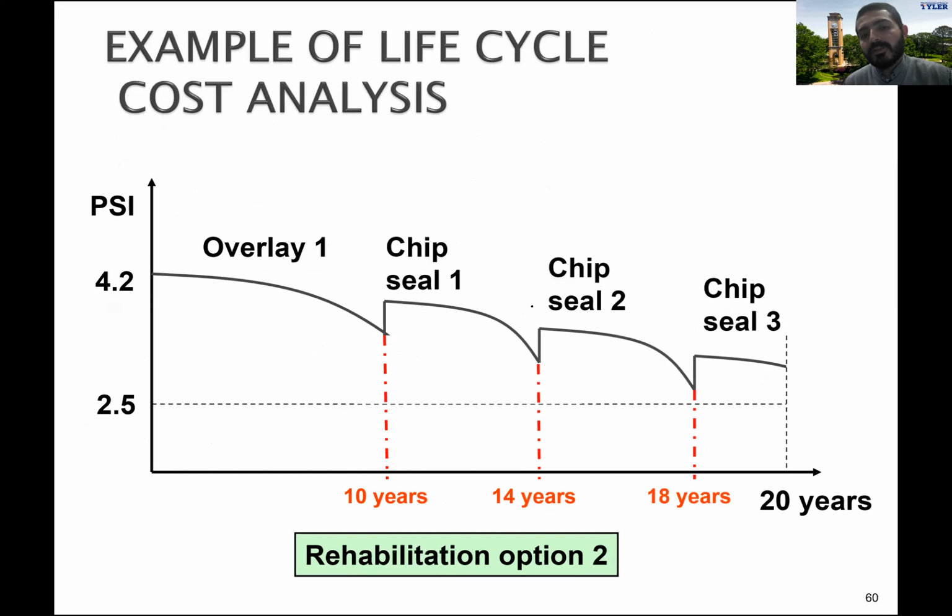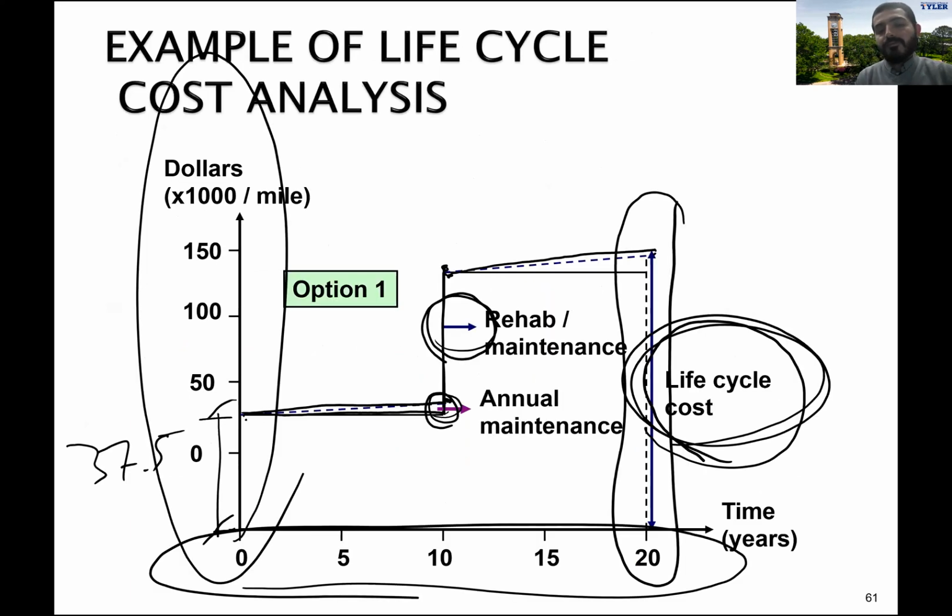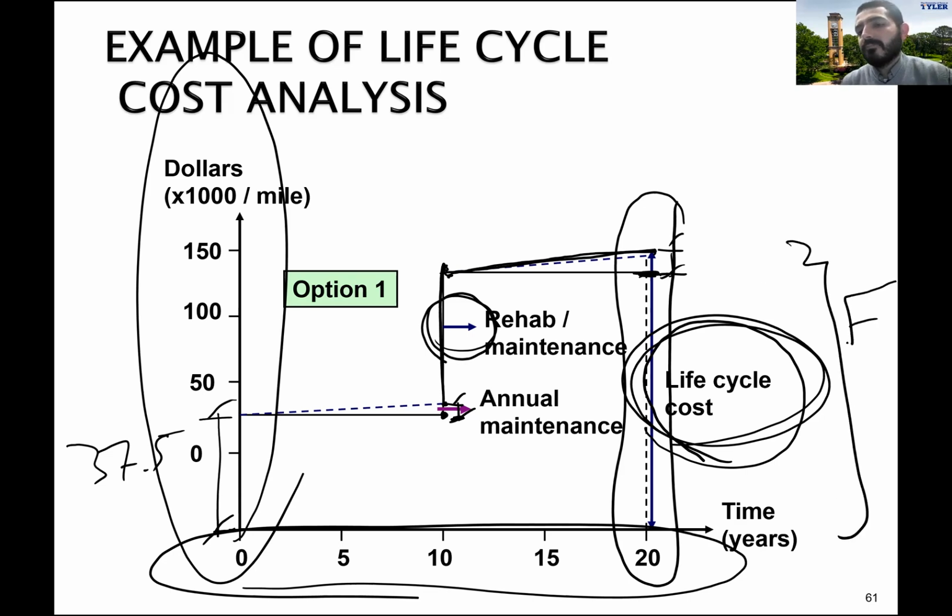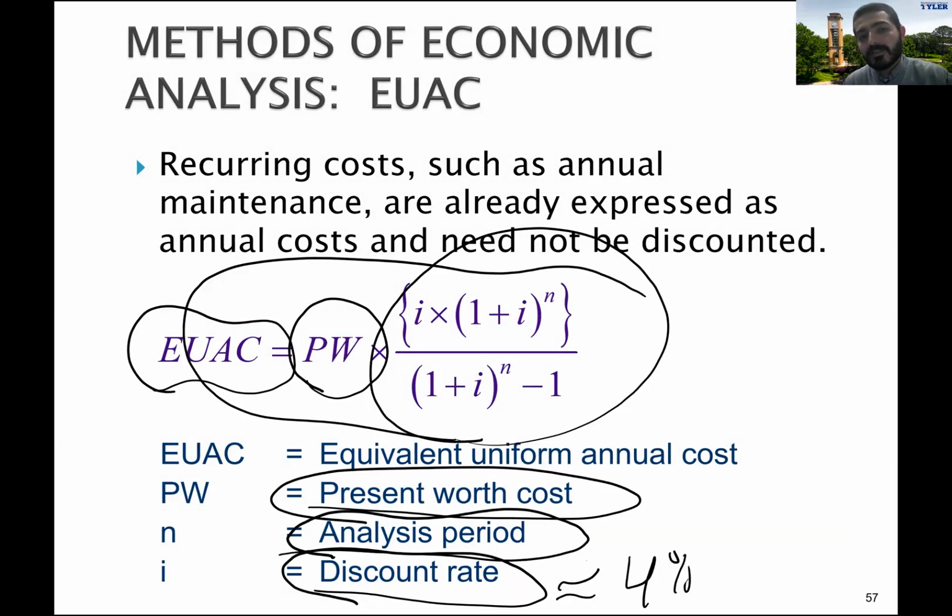So really what you need to do is put the initial cost of the first overlay, and then there is a little jump, the annual maintenance. From here to here is the second overlay, and from here to here is the extra maintenance that's going to happen. And this is now the total F value, the total future cost.